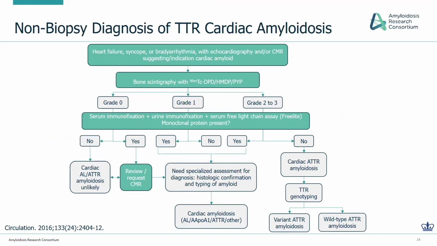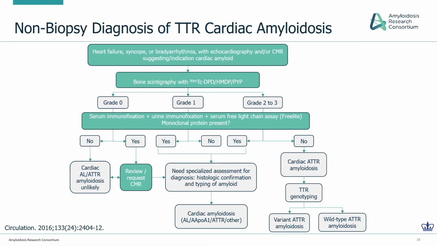So these data and others from multiple other centers under the leadership of Julian Gillmore in London led to this seminal publication in 2016, in which a consensus document suggests that in patients who have a clinical phenotype that suggests amyloid, a CMR or an echo that's suggestive, if you perform bone scintigraphy with any of the three agents, and there was no uptake or grade 0, amyloidosis is unlikely. Grade 1 patients can have either AL or TTR, and further testing is required.